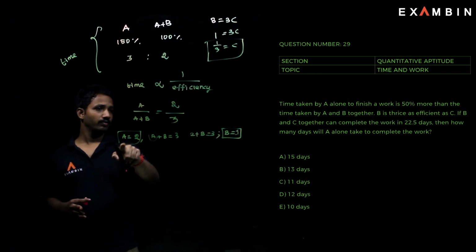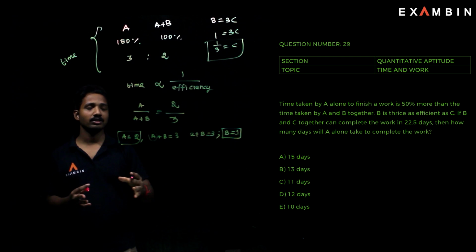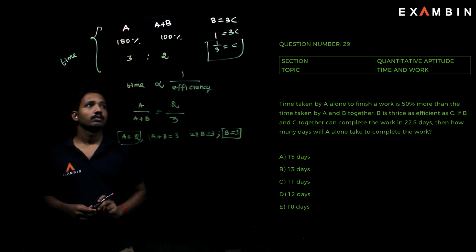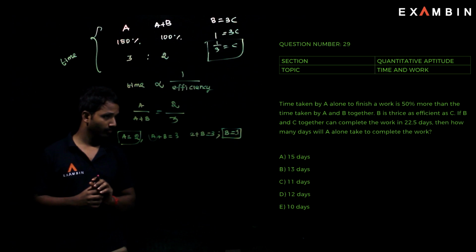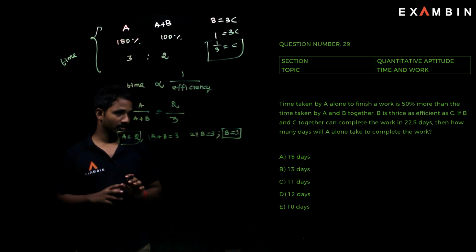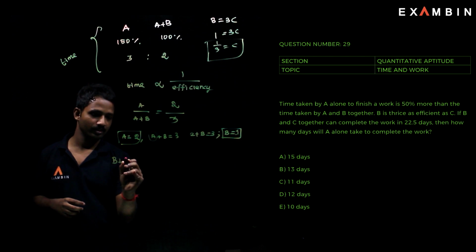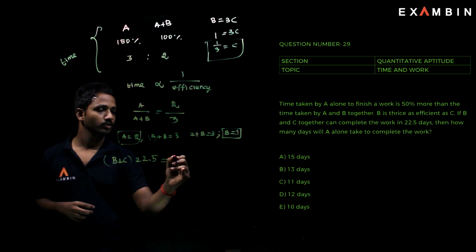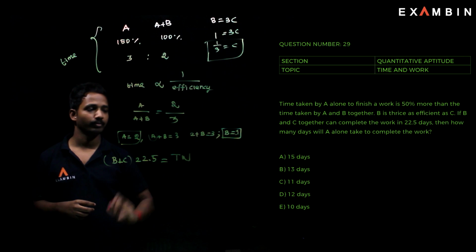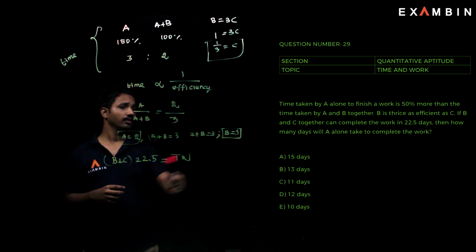So we know the values of A, B, C. These values are how many parts they can do in a day. The next point given is that B and C together can complete the work in 22.5 days. So B plus C working for 22.5 days, the total work is completed. So what is the value of B plus C here?